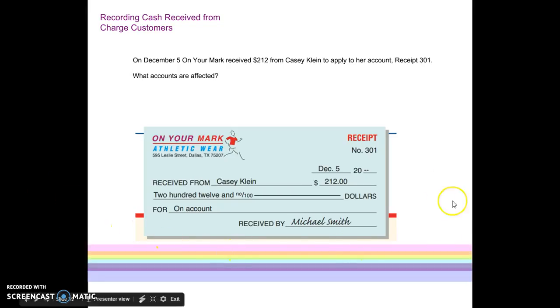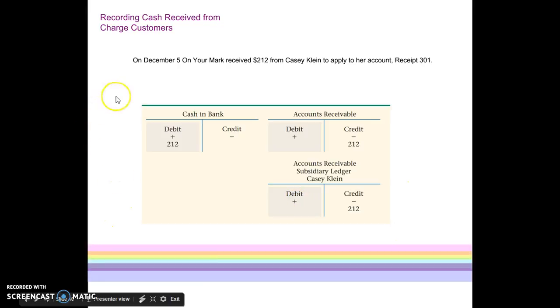Here is the source document as we took a look at in the previous slides. In this particular transaction, the accounts that are going to be affected are cash and bank for the $212 that was received, which is the total amount of the receipt. Accounts receivable, which is our controlling account, will also have to be credited for $212. And then also the subsidiary ledger account, Casey Klein, indicating that this customer paid us $212.